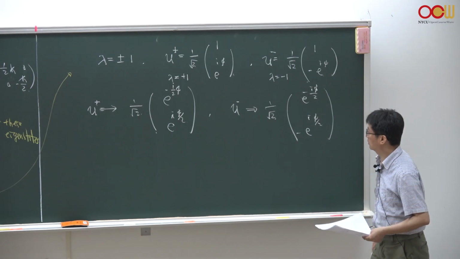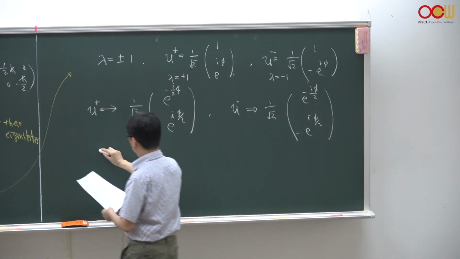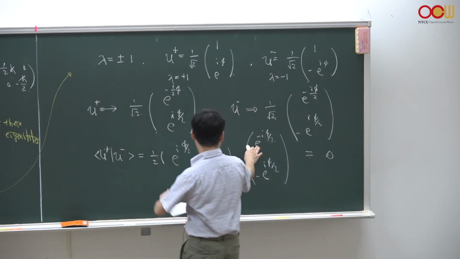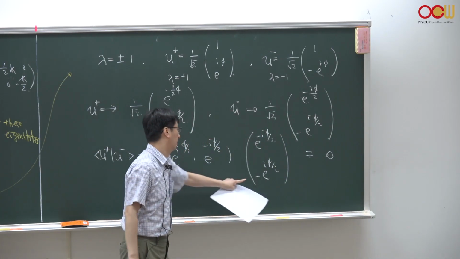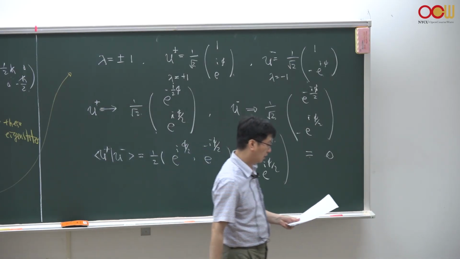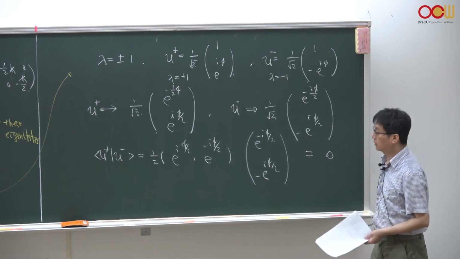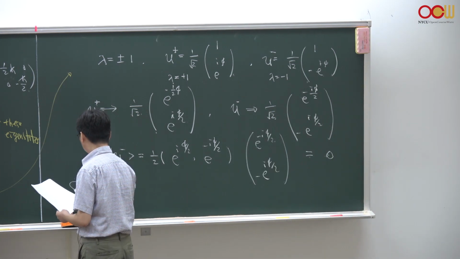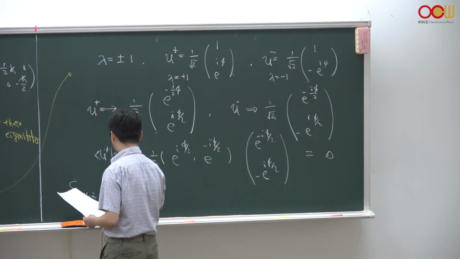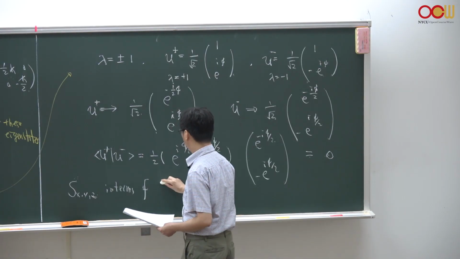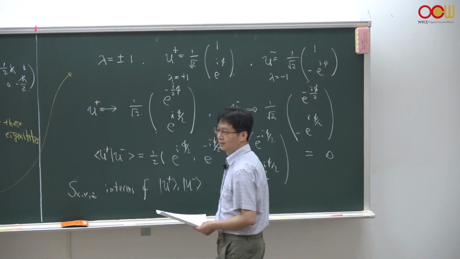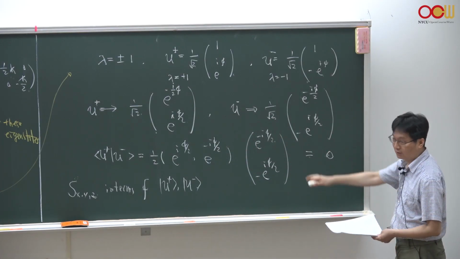Okay, so you could check that this u plus and u minus really are orthogonal. This is 1, and this is 1 times minus 1 is minus 1, so 1 minus 1 is 0. So indeed these two states are orthogonal. And you can construct this S operator, Sx, Sy, and Sz, in terms of this u plus and u minus states. Okay, well, you could check that.